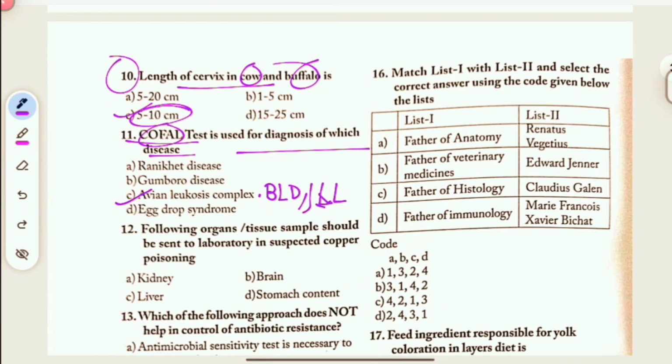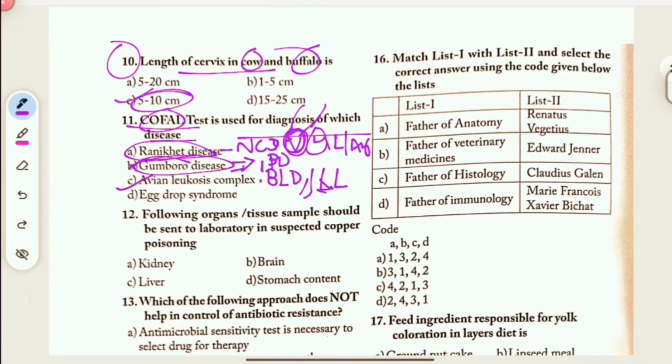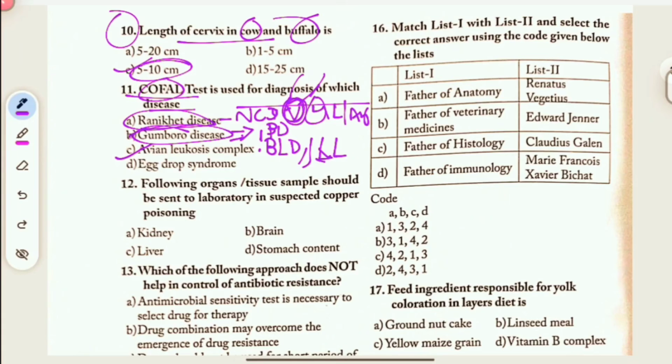The other options were given as Ranikhet disease. This Ranikhet disease is also called Newcastle disease, and there are different types based on their virulence factor. The disease is classified as velogenic, mesogenic, lentogenic, and lastly asymptomatic. And velogenic is again classified as velogenic viscerotropic and velogenic neurotropic. So this is a very important disease, Ranikhet disease. And Gumboro disease is another name for IBD, that is infectious bursal disease. So this is about this question. The COFAL test is used for the diagnosis of avian leukosis complex.